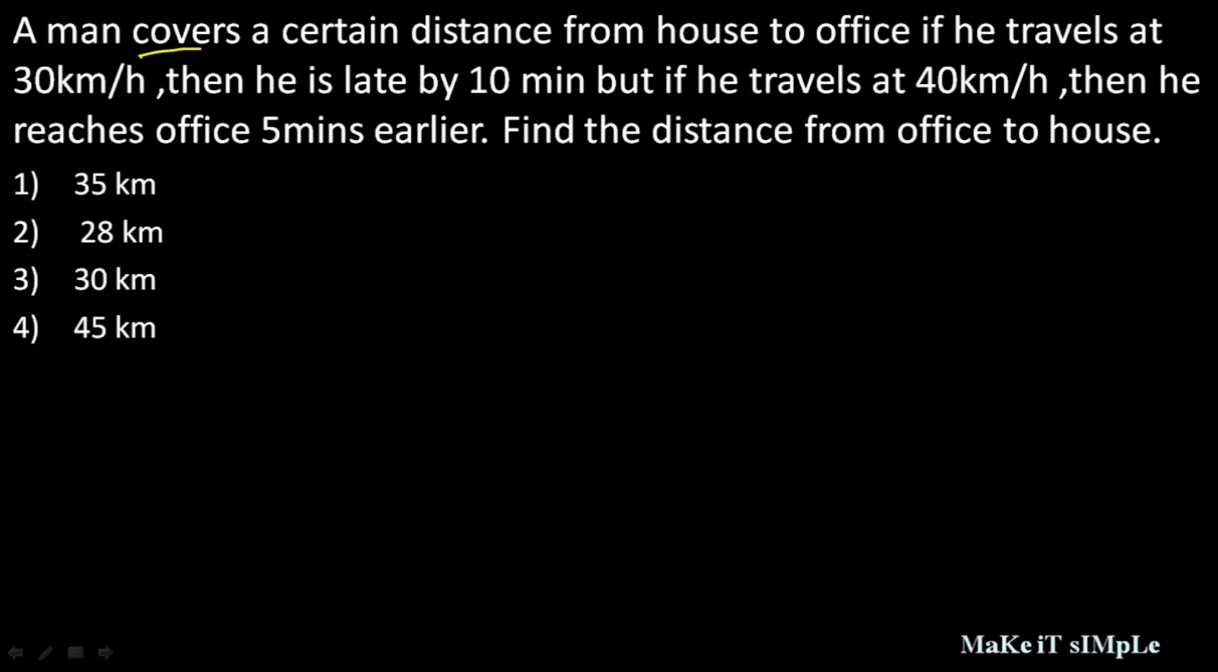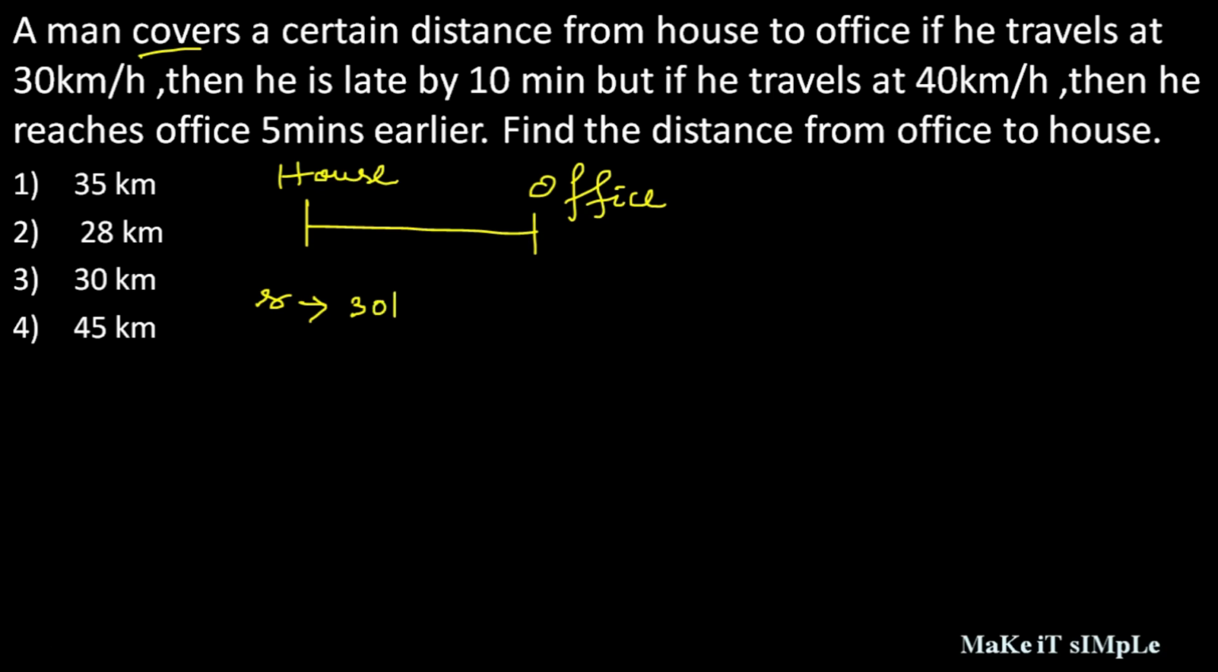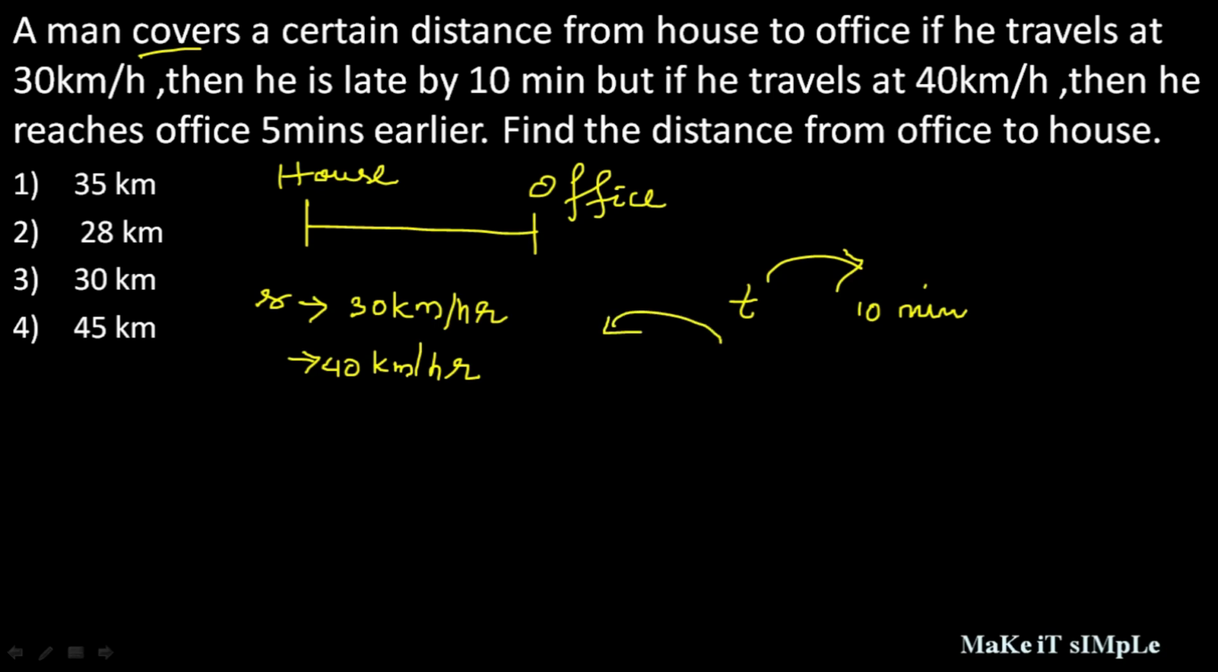In this question, first we will see the conventional method of solving this problem. He is traveling from house to office. If he travels at the speed of 30 km per hour, he is late by 10 minutes from the usual time. If he travels at the speed of 40 km per hour, he reaches the office earlier by 5 minutes. We have to find the distance. This is what they have said in the question.